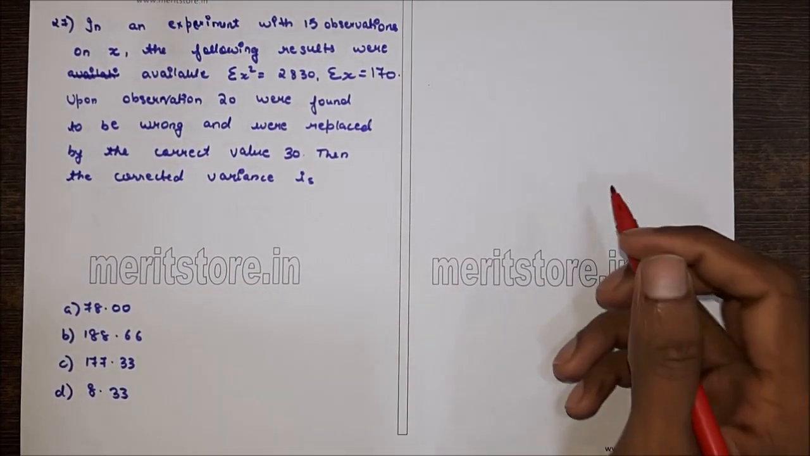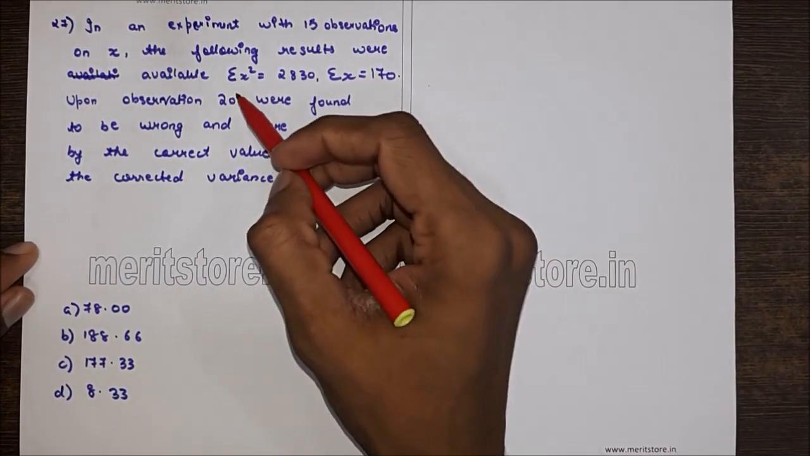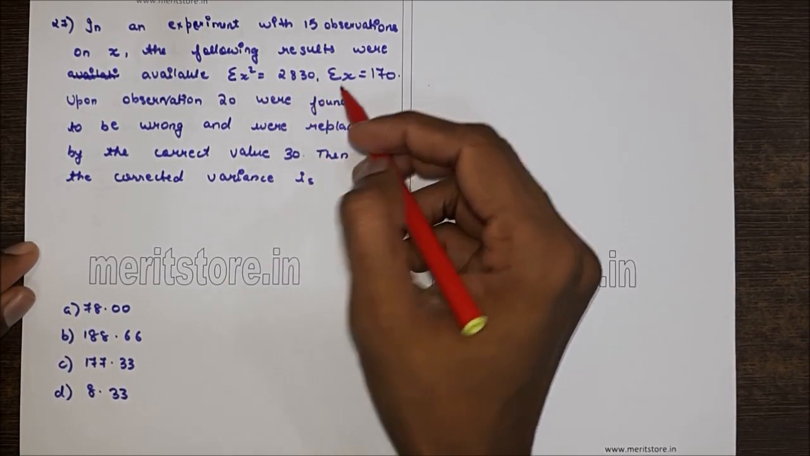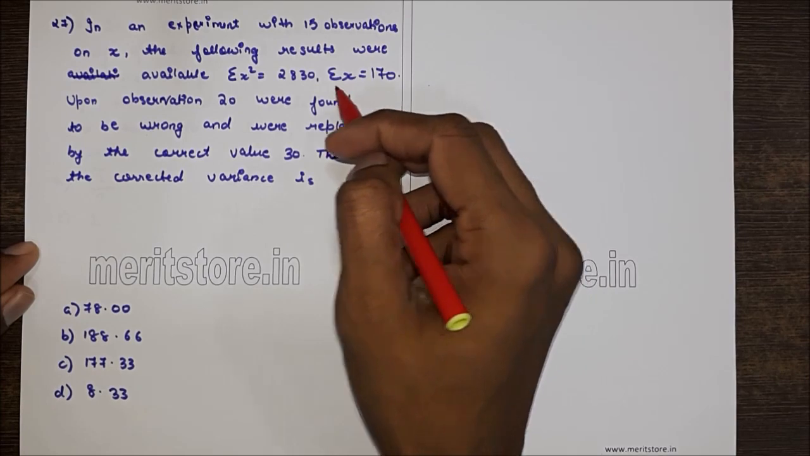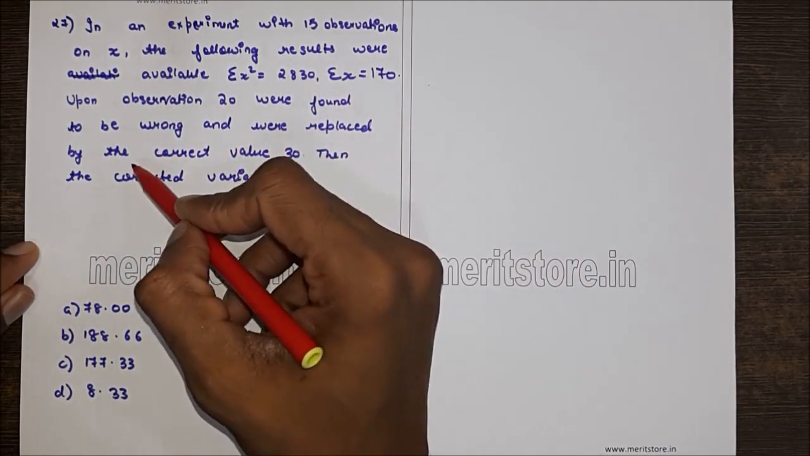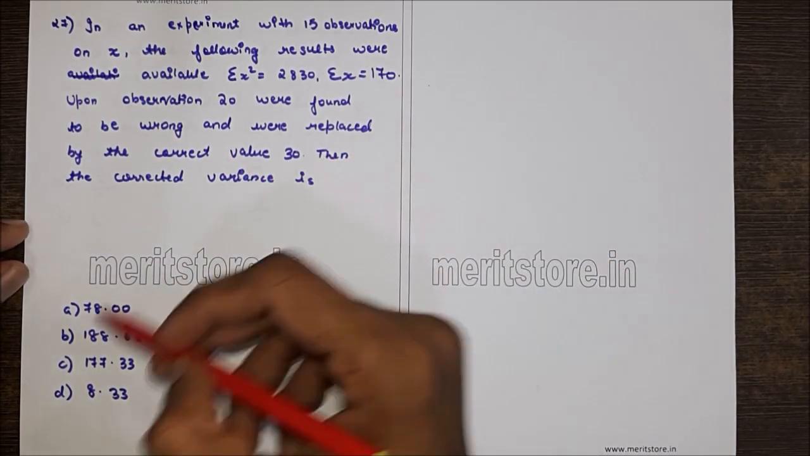Question 27. In an experiment with 15 observations on x, the following results were available. Summation of x square is equal to 2830. Summation of x is equal to 170. One observation, 22, was found to be wrong and was replaced by the corrected value 30. Then the corrected variance, we have given 4 options.